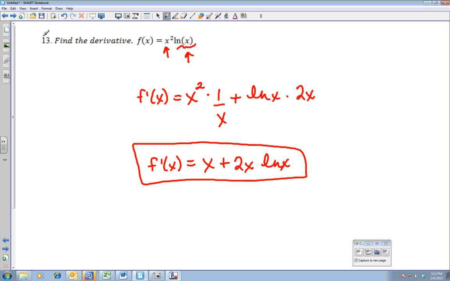Okay, that's the end of worksheet 5.1, and then you'll have a few notes and examples of the second part that you'll need to watch.